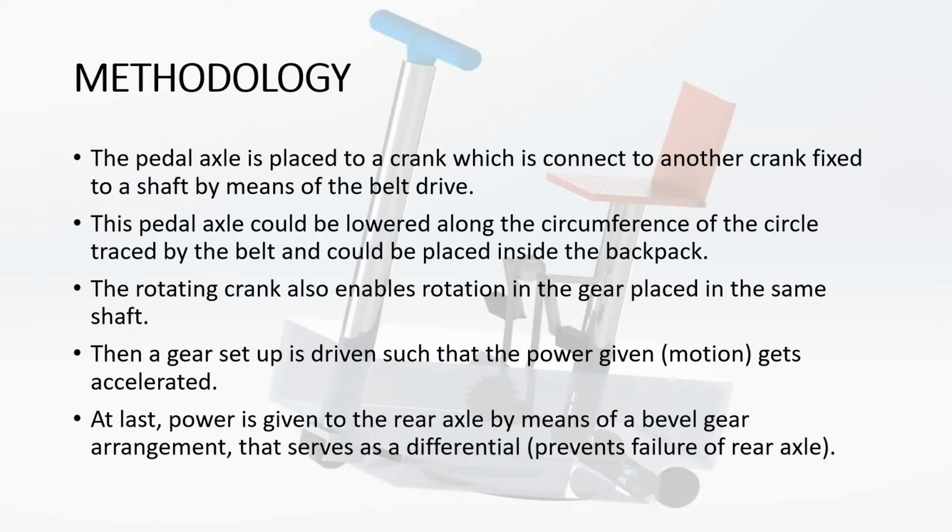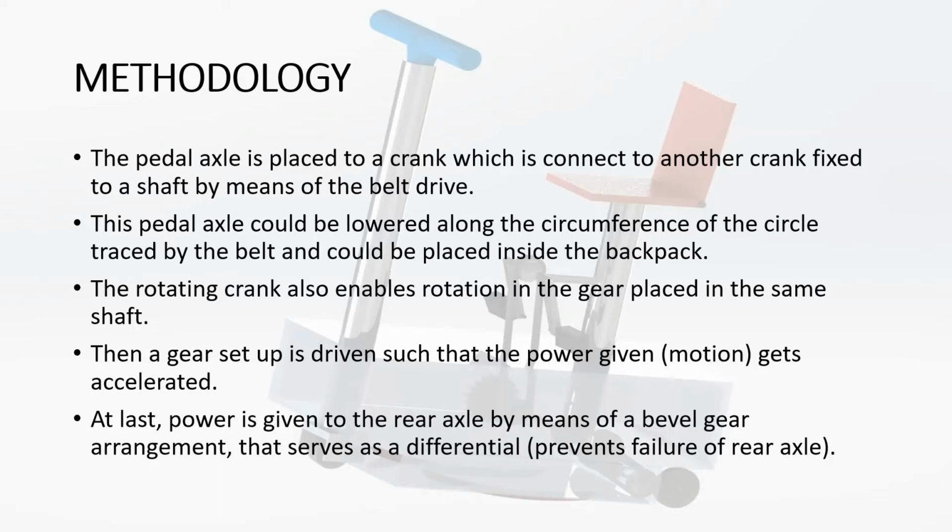The pedal axle is placed to a crank which is connected to another crank, and this motion is transmitted from one crank to another by means of a belt drive. This pedal axle could be lowered along the circumference of the circle that is traced by the belt, so that this entire pedal setup could be lowered into the backpack when its operation is not needed.